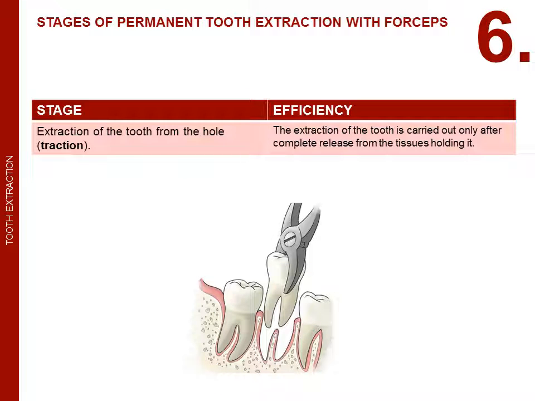Extraction of the tooth from the socket. Traction. The extraction of the tooth is carried out only after complete release from the tissue holding it. It is necessary to be very accurate during traction. Fix the wrist so as not to destroy the antagonist tooth due to inertia during traction.